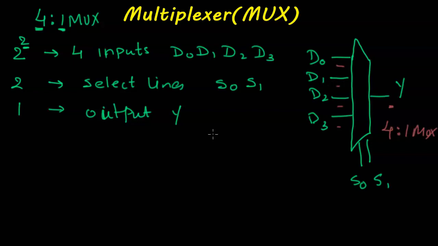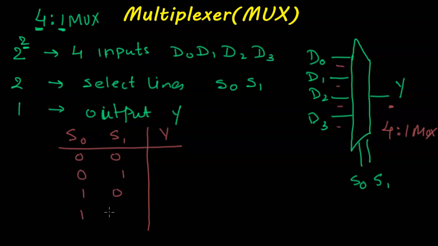Let's see the truth table of a 4:1 MUX. So we have S0, S1, and we have our output Y. What are the four possibilities? We have 0, 0, 0, 1, 1, 0, and 1, 1. Whenever S0 and S1 is 0, 0, the output at Y is D0. Then it goes D1, D2, and D3. And there we have it.